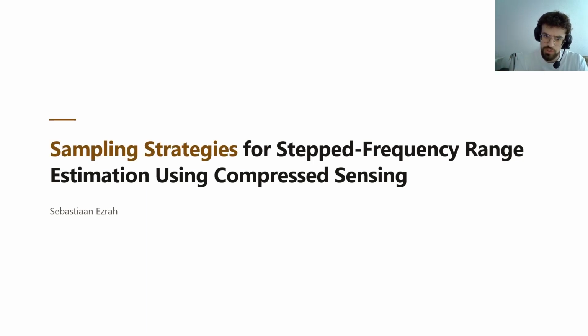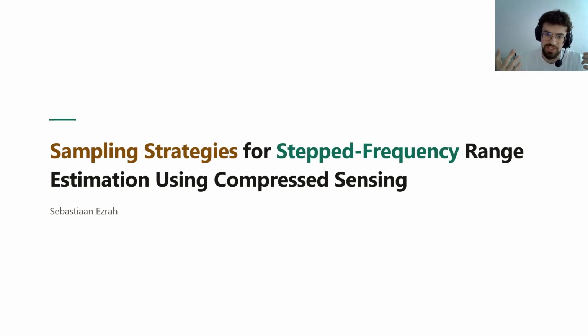The first word you should notice is sampling strategies. Those are the rules used to choose which frequency steps are measured from the full stepped frequency sweep. This is done with the idea to reduce the amount of measurements while still keeping enough information to recover the target ranges. Next we have step frequency. A step frequency radar is useful because it can create a large effective bandwidth using a sequence of narrow band measurements. Lastly, we have compressed sensing.